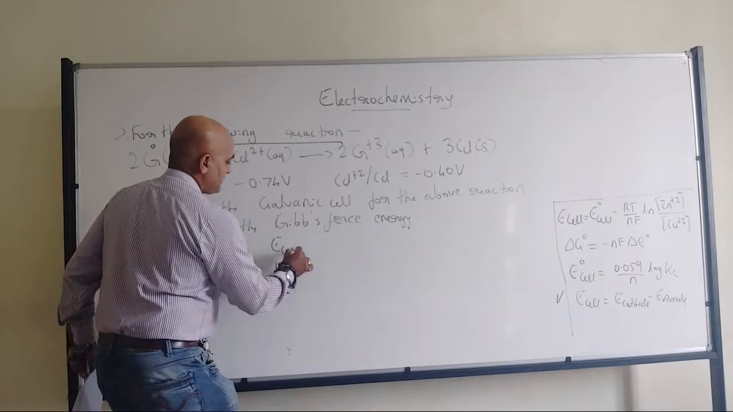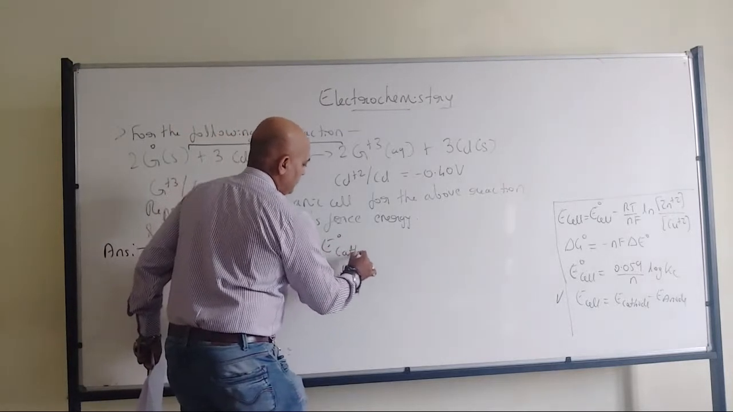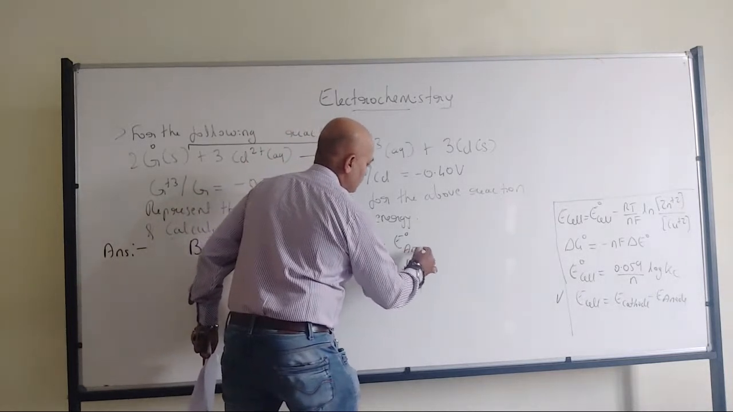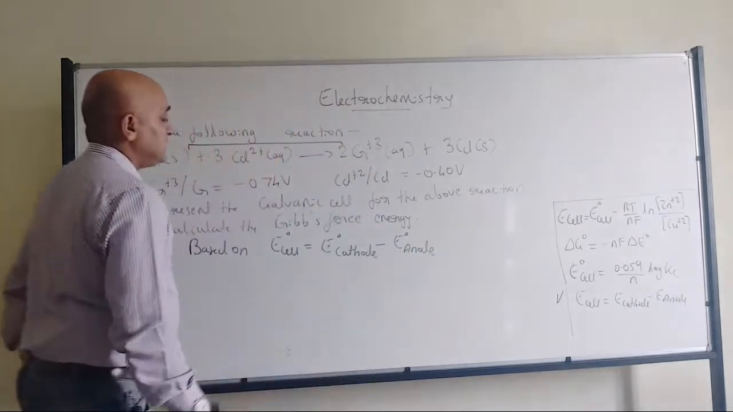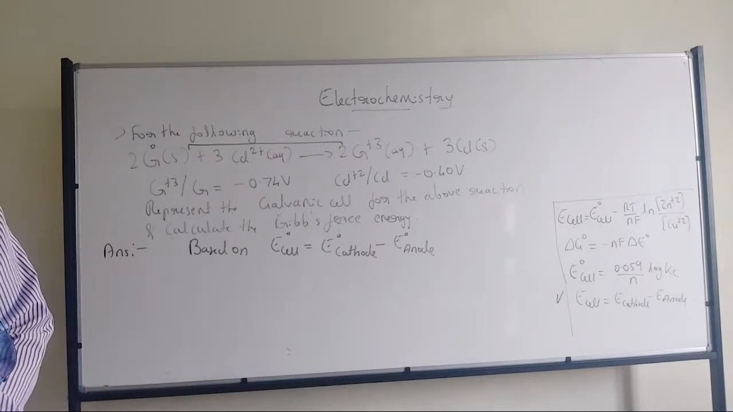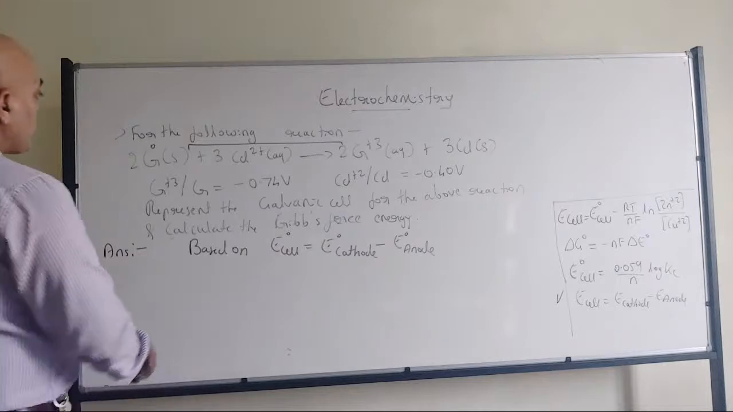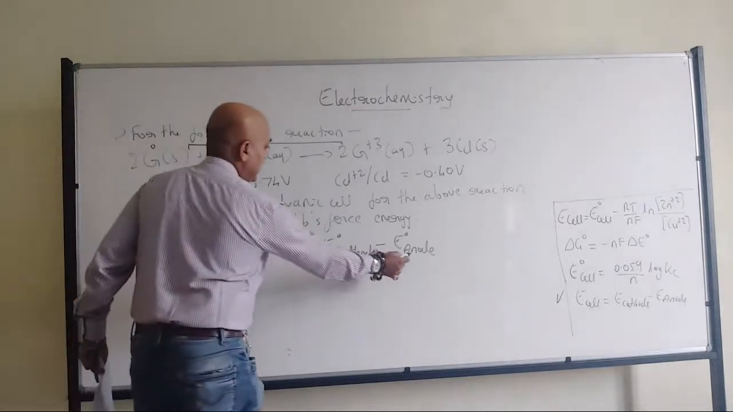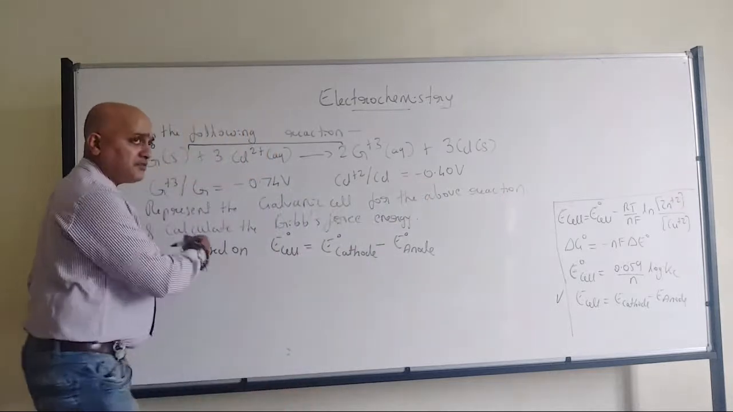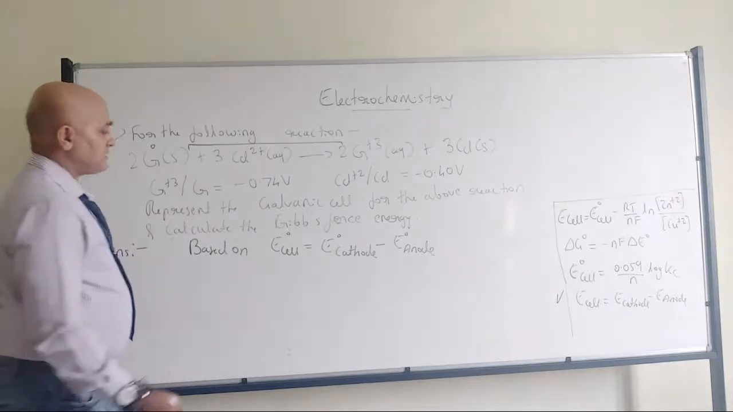E cell is equal to E cathode, if you are doing under standard condition, minus E anode. Just now, before itself, we have found which will be the anode and which will be the cathode. Chromium ion and chromium will be the anode, and cadmium ion will be the cathode. That's what we have found by doing the galvanic cell representation.